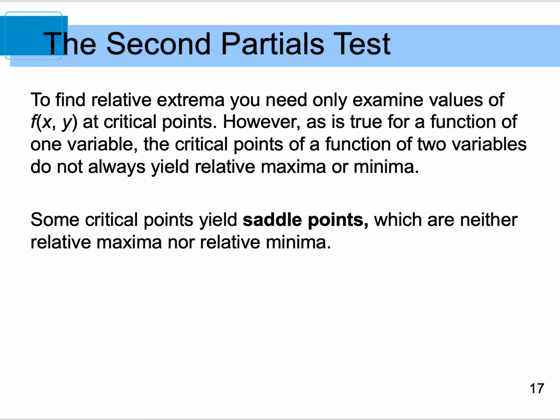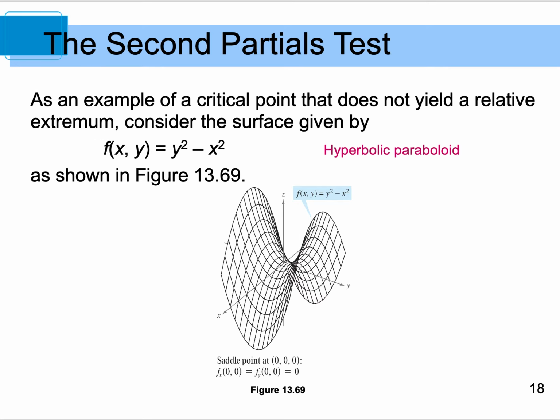For the second partials test, this is going to find a relative extrema. I only need to look at the critical points. So some of these critical points yield what we call saddle points, which are not relative maxima or minima. This is where you have to really be careful. It's possible by utilizing this test that you may not actually get what you need. An example of this would be the given graph, because if I consider this surface that I'm looking at, it's not actually a maximum or minimum that's really happening.